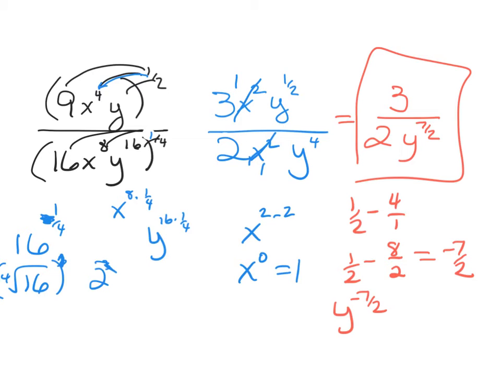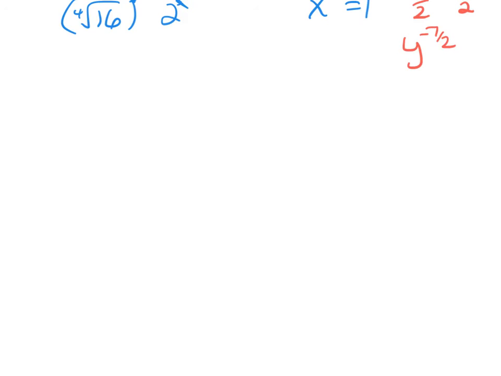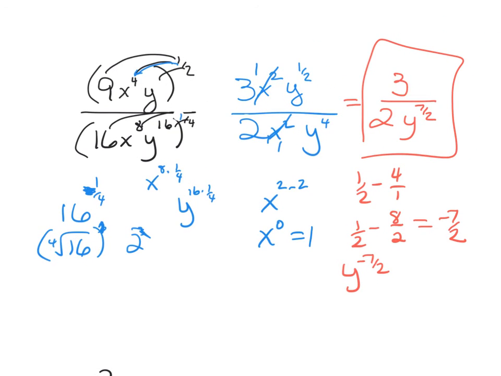Let's try another one. I know we're running out of time, but just to practice this. So -3. Wait, I'm confused on something. Yes. Why do you have the 7 over 2 in the denominator? If it was negative, wouldn't it be moved to the numerator?